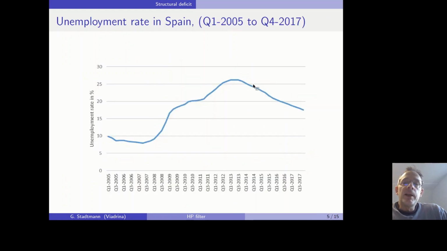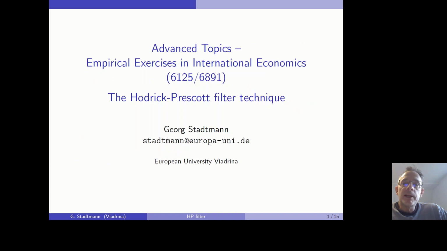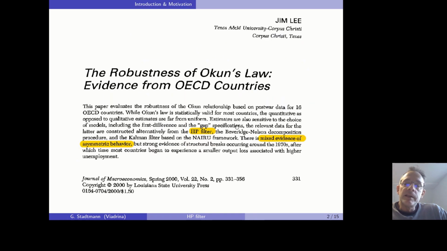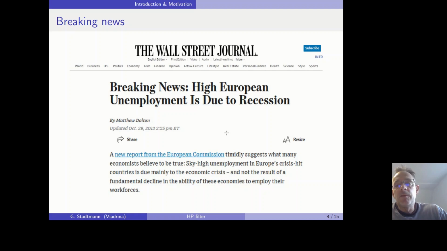So this is the idea of today's lecture. To some extent, it is related to Okun's law and the Lee paper, because here he's already talking about the HP filter, but our study is motivated by this article published in 2013 in the Wall Street Journal, and it is about the unemployment rate in the EU and especially Spain.